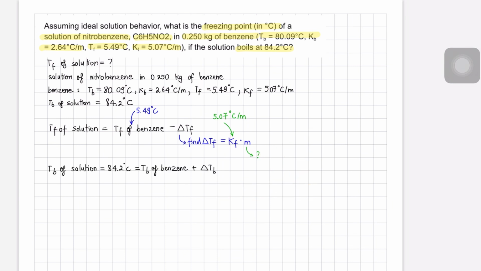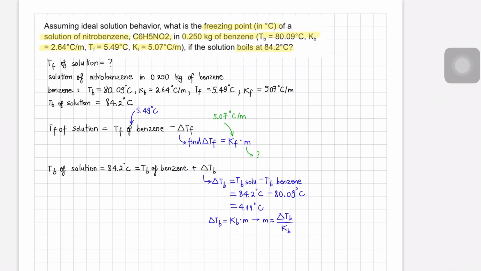So now let's look at the boiling point of the solution. The boiling point of the solution is going to be equal to 84.2 degrees Celsius. That's the information given, and the formula for that is going to be the boiling point of benzene plus the boiling point elevation. And so from here, rearranging a little bit, we get boiling point elevation equals boiling point of solution minus boiling point of benzene. And that's going to be 84.2 degrees Celsius minus 80.09 degrees Celsius, and we'll get 4.11 degrees Celsius. That's going to be the boiling point elevation.